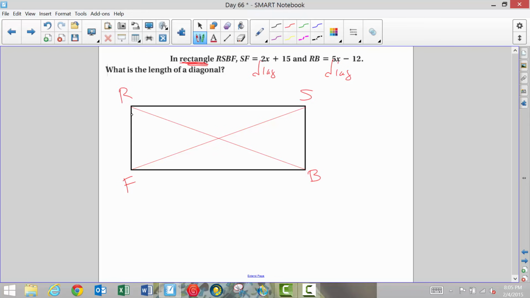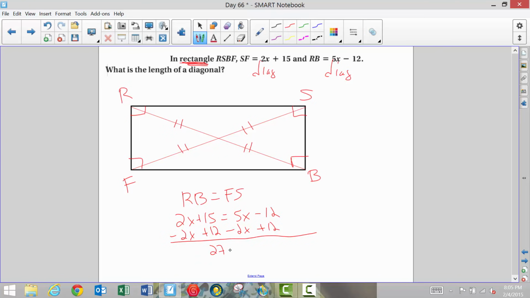So in a rectangle, I know all my angles are 90 degrees. And I also know that my diagonals RB is equal to FS because that's the property of a rectangle. That has the properties of a parallelogram. Diagonals are congruent and all angles are 90. So basic algebra, I have 2x plus 15 equals 5x minus 12. Minus 2x, minus 2x, plus 12, plus 12. So I have 27 equals 3x and x is equal to 9.